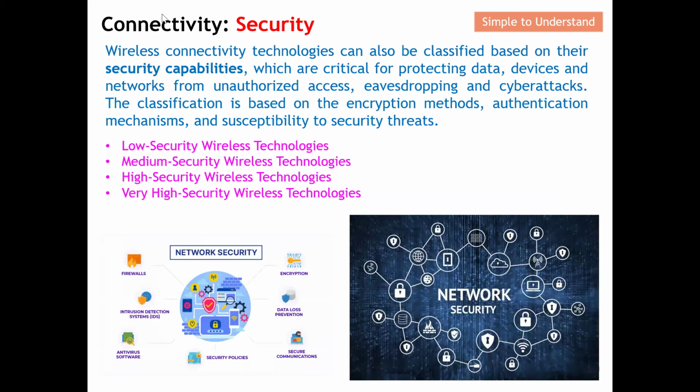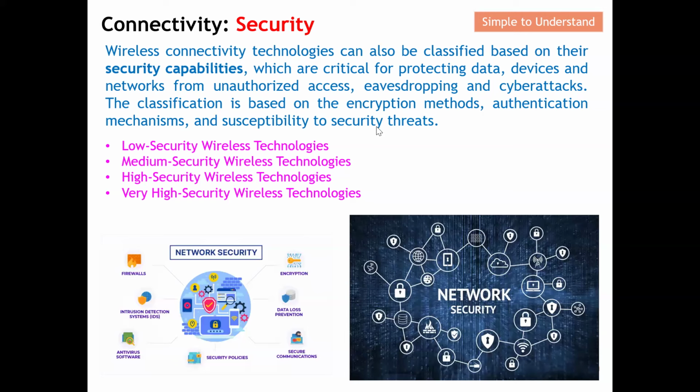Let's quickly discuss how we can classify connectivity based on security. Wireless security is also crucial, therefore we classify connectivity based on security capabilities, which are definitely to protect our data, our device, and network from unauthorized access, eavesdropping, and also cyber attack. The classification is based on the encryption method, then the authentication mechanism, and also how vulnerable it is to security threats.